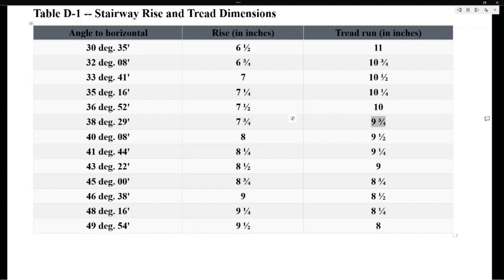38 degrees, 29 minutes: 7.75, 9.75. 40 degrees, 08 minutes: 8, 9.5. 41 degrees, 44 minutes: 8.25, 9.25. 43 degrees, 22 minutes: 8.5, 9. 45 degrees, 00 minutes: 8.75, 8.75. 46 degrees, 38 minutes: 9, 8.5. 48 degrees, 16 minutes: 9.25, 8.25. 49 degrees, 54 minutes: 9.5, 8.